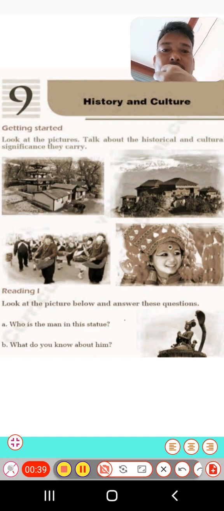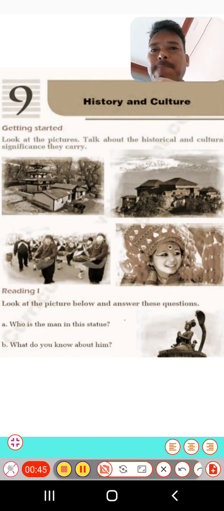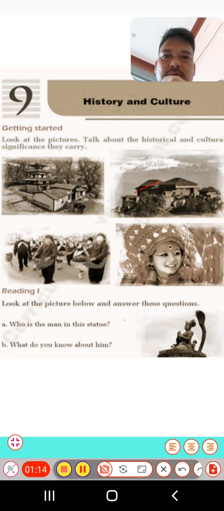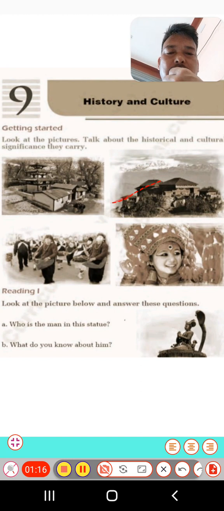Look at the pictures and talk about the historical and cultural significance they carry. So students, you have to identify and guess about these pictures. What exactly are these pictures about? In the first picture, you can see the obvious one you must have seen, the Muktinath temple, the oldest and famous temple of Nepal. In the second picture, you can see it's the Gorkha Darbar, located in Gorkha district.